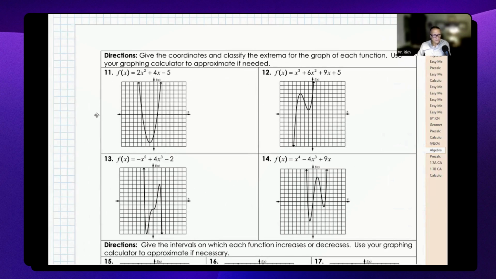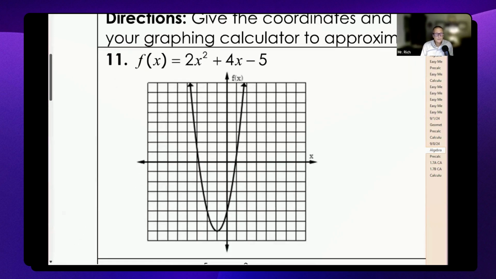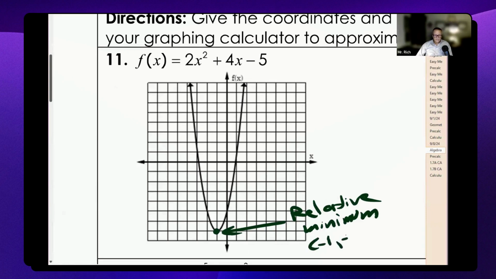So I'm going to take a look at this quadratic function, number 11. There it is. It is a quadratic, 2x squared plus 4x minus 5. And as you probably know, quadratics make parabolas when you graph them in the xy plane. And parabolas, one of their characteristics is they will have a minimum or maximum value. And that's what we call an extreme value. That would be what we call a relative minimum because it is a valley. And the coordinates of that point happen to be -1, -7.